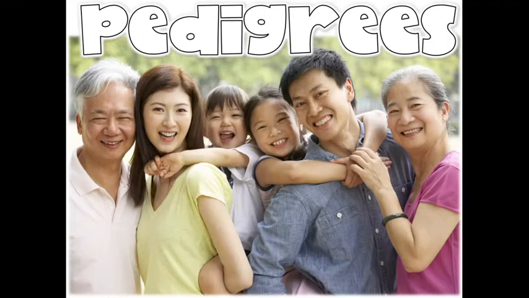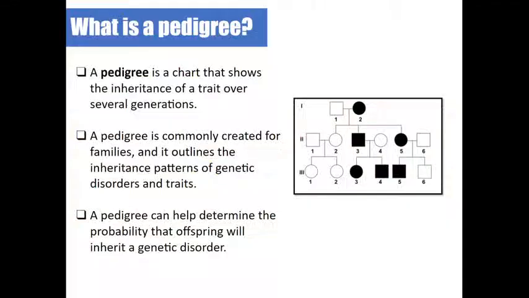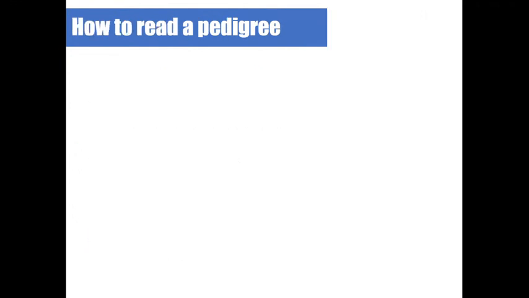All right, guys, let's get into pedigrees. Now, a pedigree is a chart that shows the inheritance of a trait over several generations. A pedigree is commonly created for families and it outlines the inheritance patterns of genetic disorders and traits. A pedigree can help determine the probability that offspring will inherit a genetic disorder.